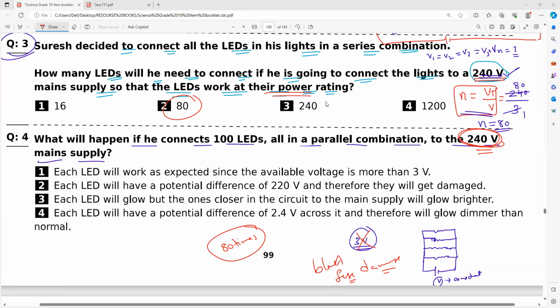Each LED will have a potential difference of 240 volts, and therefore they will get damaged. Why do they have the same potential difference? Because it is a parallel connection, as mentioned in the question. In a parallel connection, the potential difference, the voltage, remains constant. So the answer is option B, option 2.